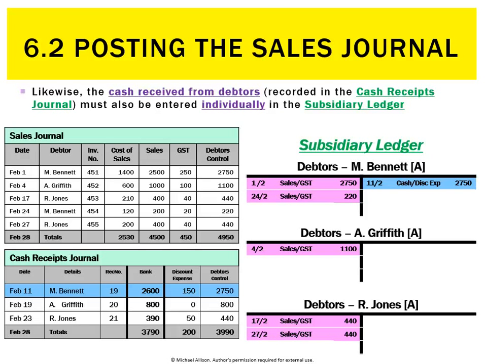So we'll make a credit in M. Bennett's ledger for $2,750. A. Griffith on the 19th had paid back $800 with no discount. So on the 19th we'll make a credit. Just note the reference is only cash, not cash / discount expense. And then we have R. Jones on the 23rd for 440.